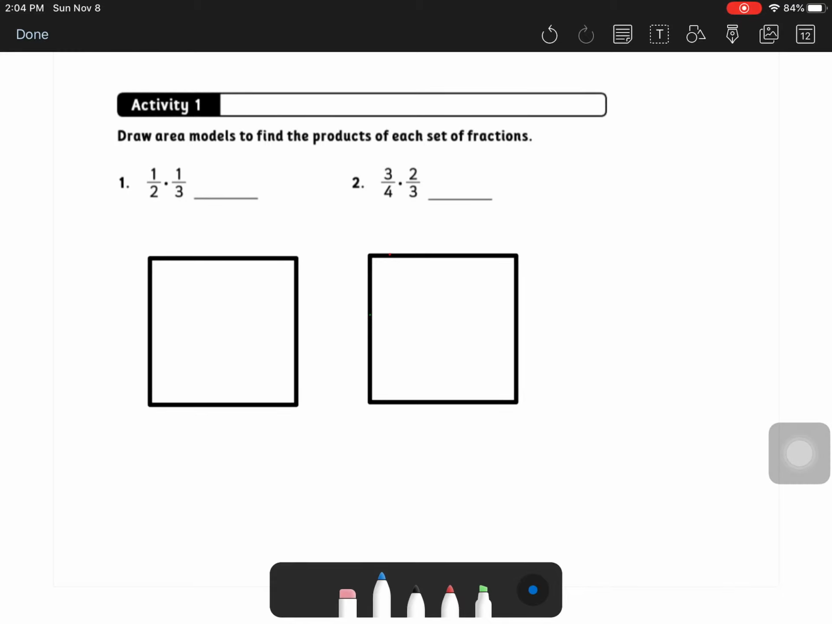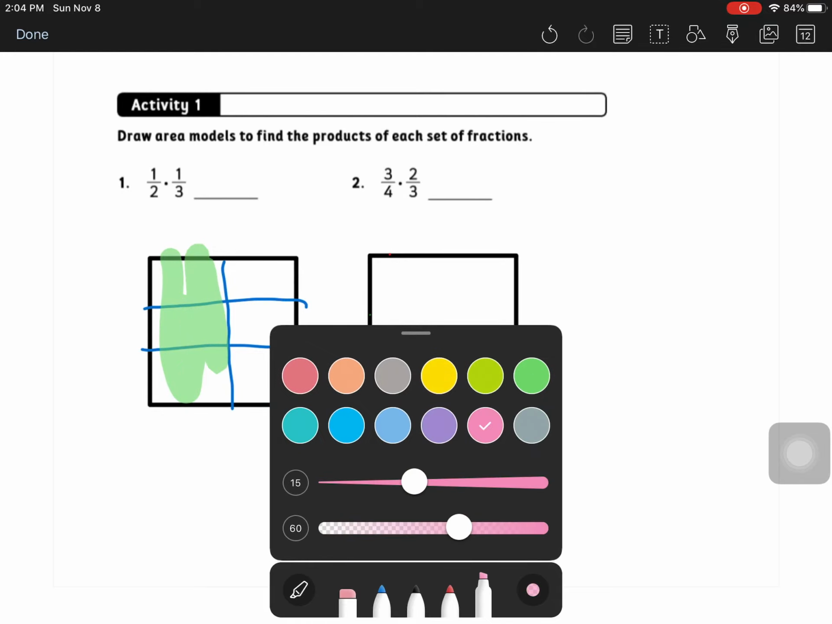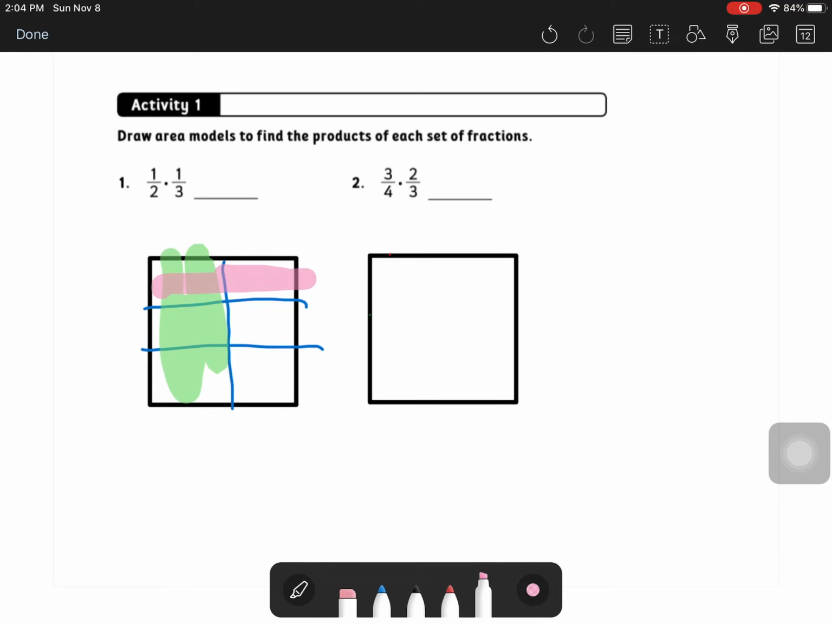Okay, in this first one, I think we saw this already. If I do 1/2 times 1/3, I'll go halves this way, and thirds this way. If I shade in 1/2 in green this way, and shade in 1/3 the other direction in pink, I have one overlapping square here. So 1, and how many total squares do I have? I've got 6 total rectangles there. So my answer to that would be 1/6. But if you multiply across again, 1 times 1 is 1, 2 times 3 is 6.